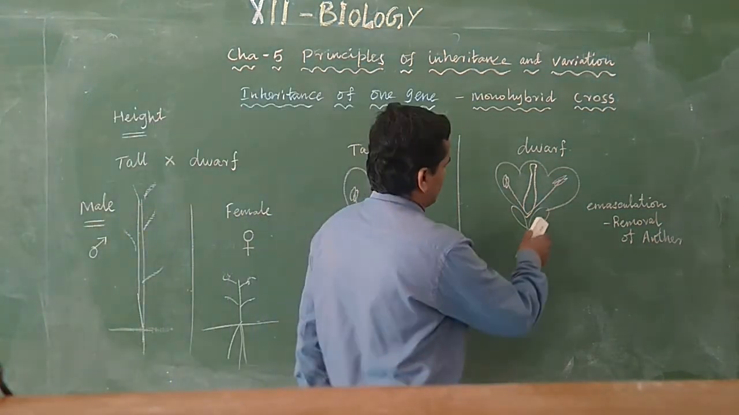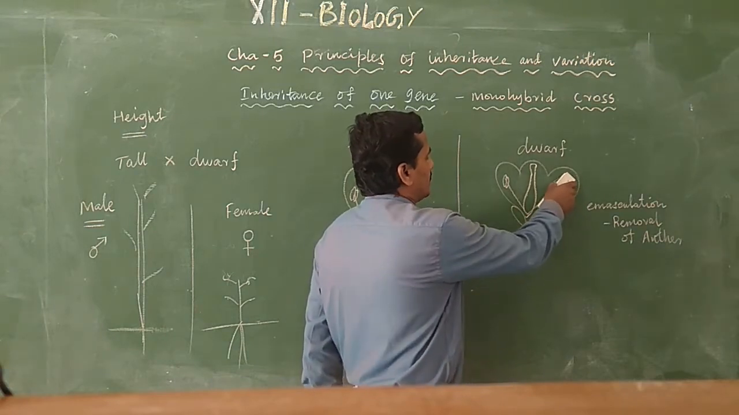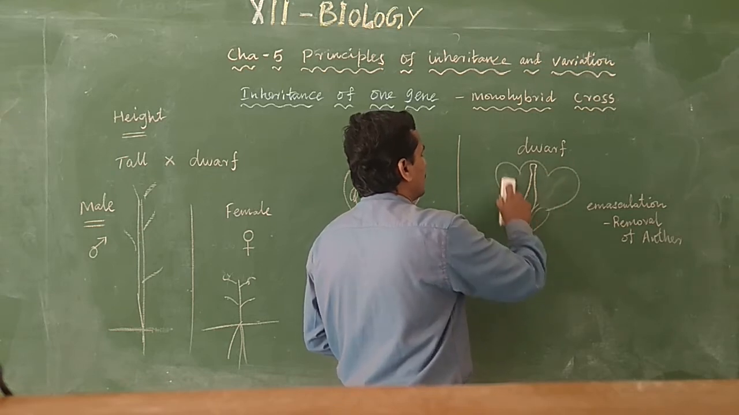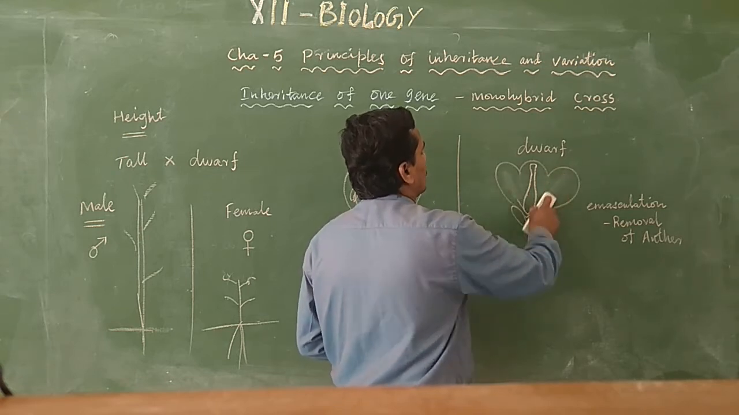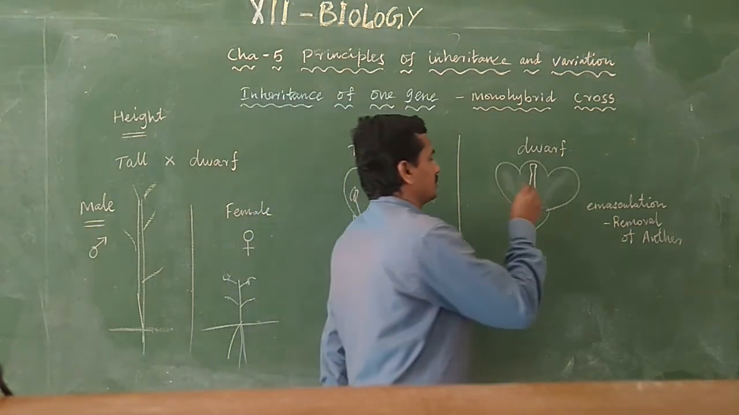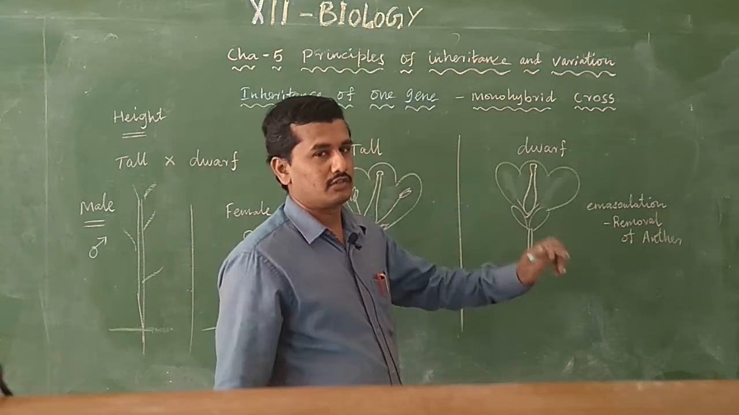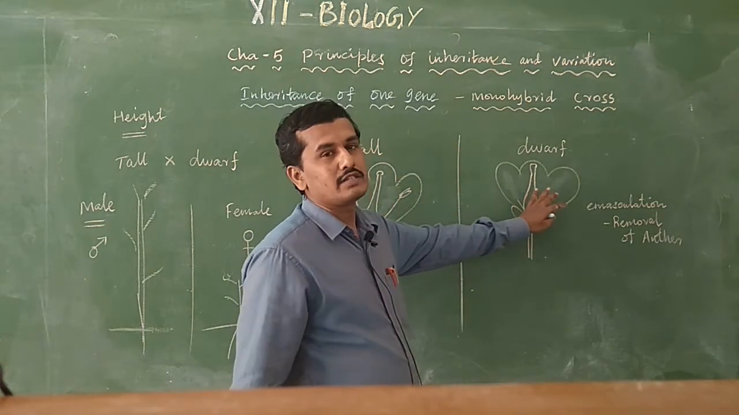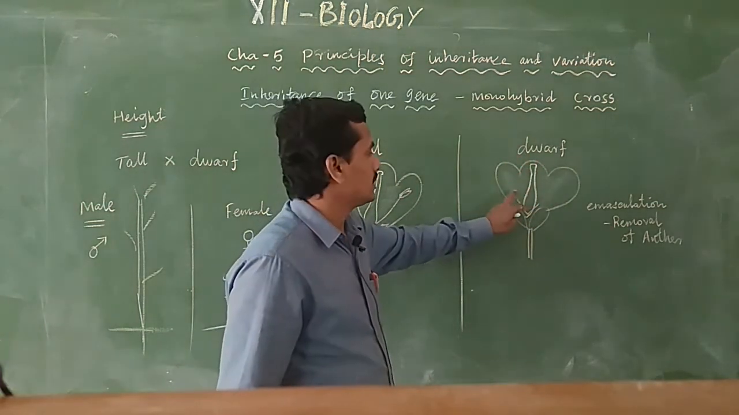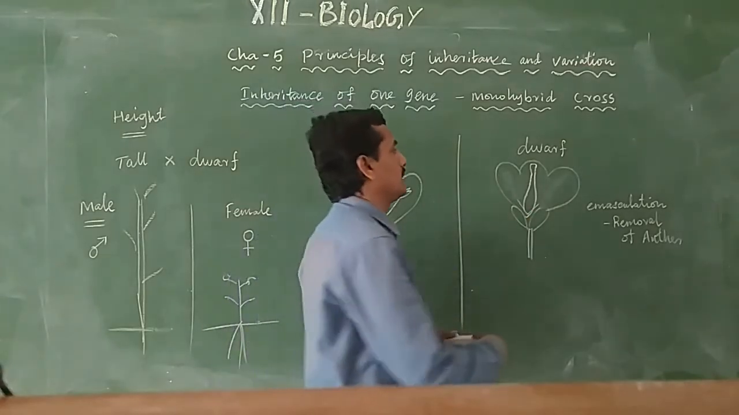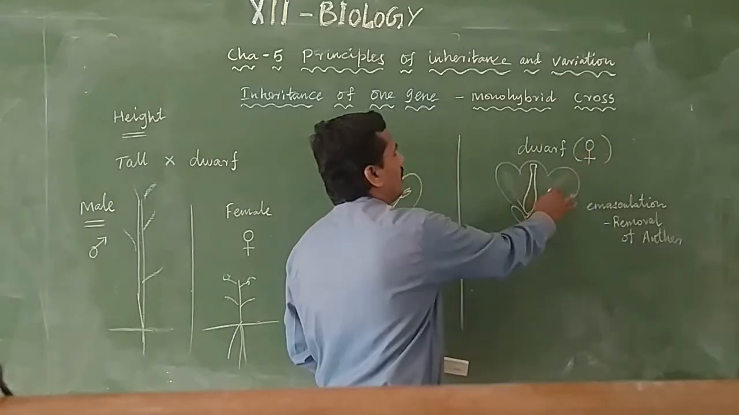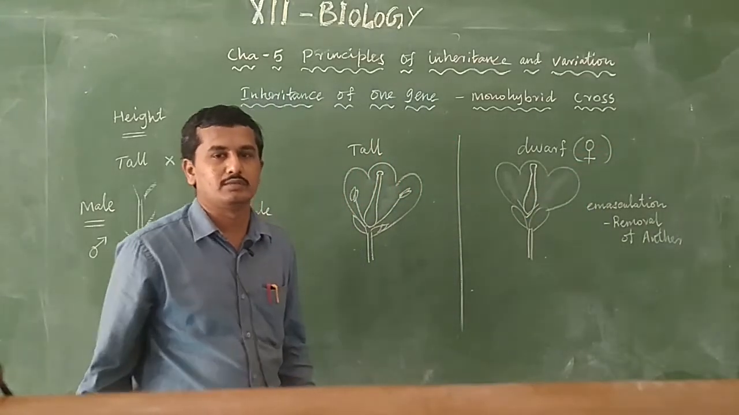The flower is actually a bisexual. Mendel, with the use of a pair of scissors or forceps, removed the male part during the bud stage, not in the matured stage. During the bud stage, the dwarf plant stamen or anther is removed with the use of forceps. Then the dwarf plant flower acts as a female, because the male part, the androecium or stamen, is removed.